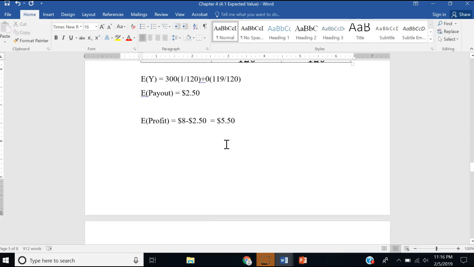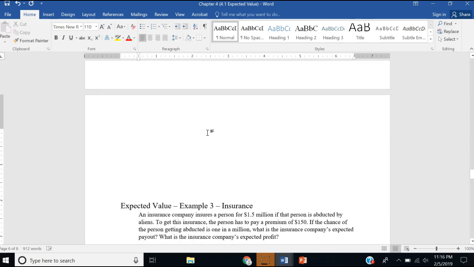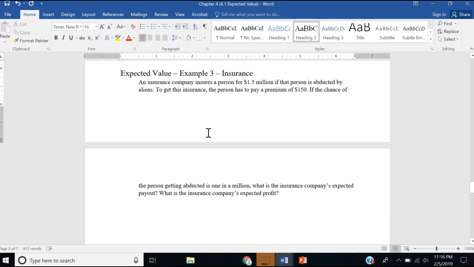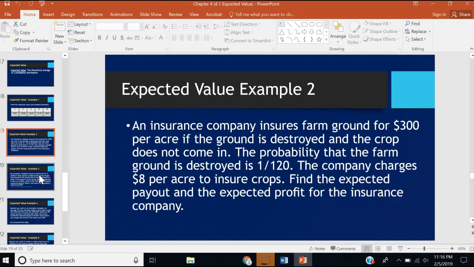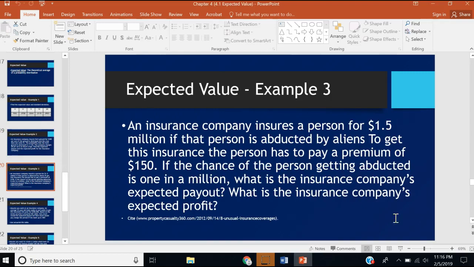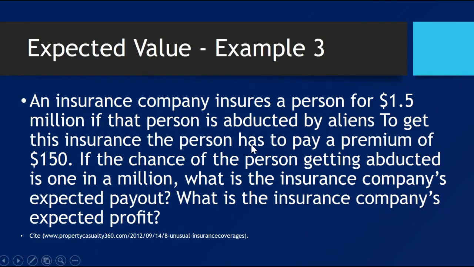All right. I want you to try Example 3 on your own. I want you to read this and be very careful to read this, create a probability distribution for the expected payout, and then use that to find the expected profit too. I'll pause the video. I'll wait about 5 seconds and then explain it.